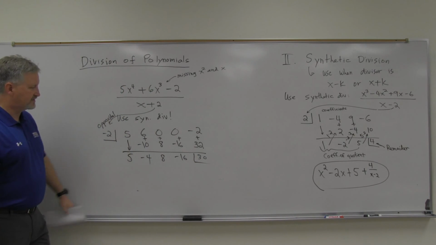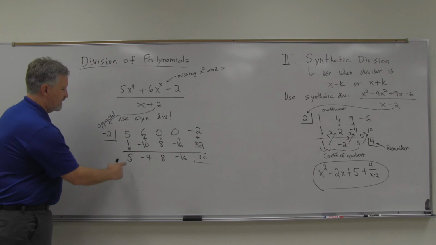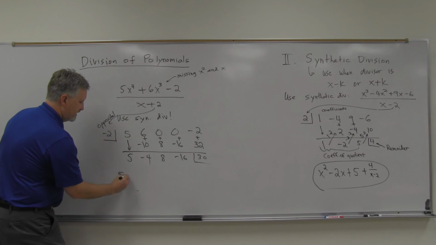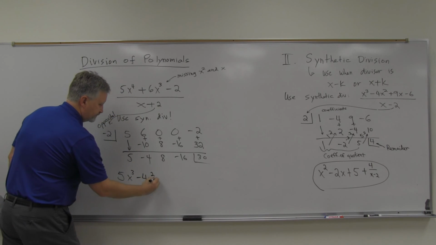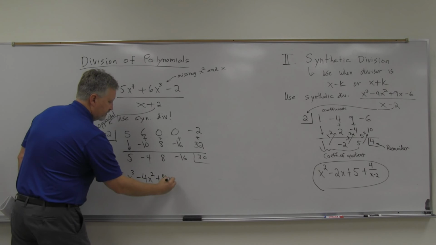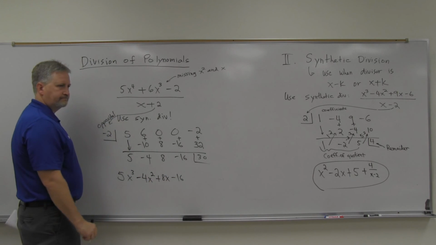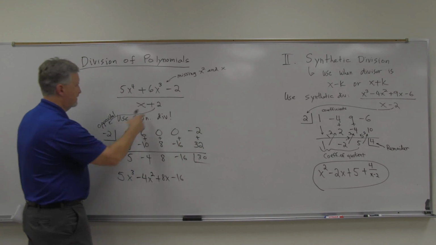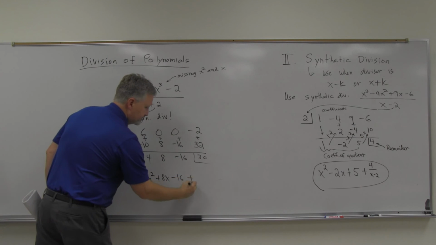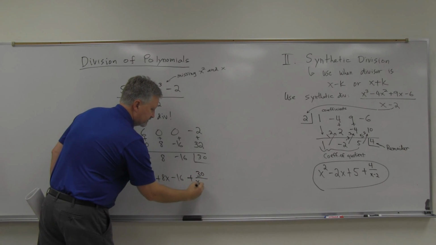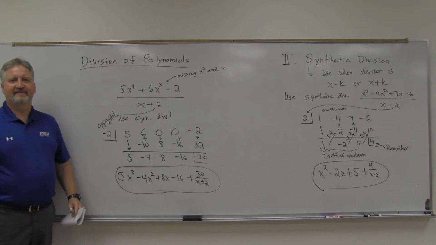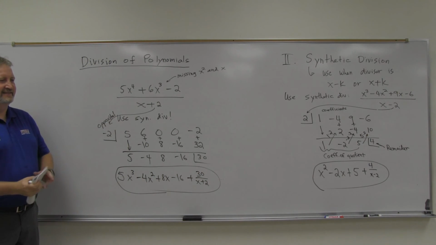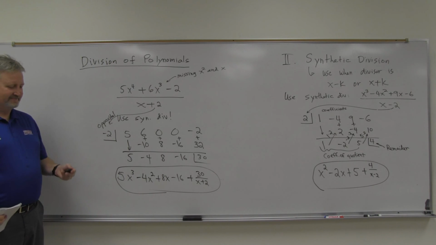All right, so what do we have? That's the remainder, 30. What's my quotient here? 5, x to what power? Cubed, the third, one less than I started with. Minus 4x squared, plus 8x, minus 16. And then the 30, I put over my original divisor, so it's plus 30 over x plus 2. How about that? Okay?